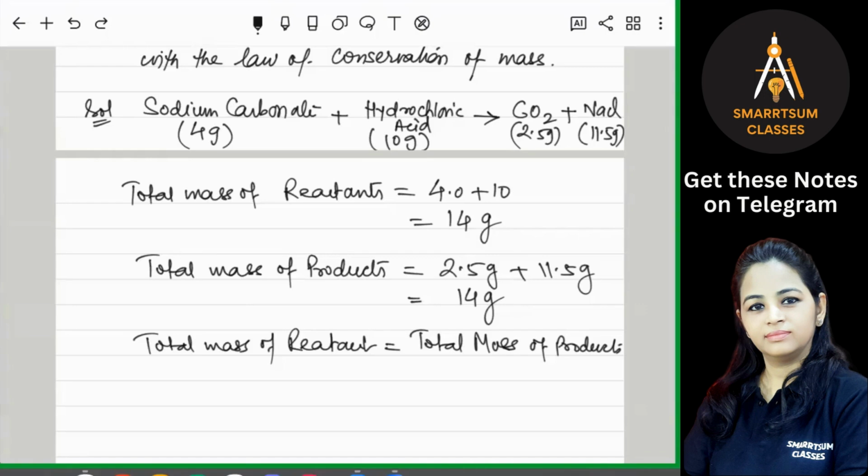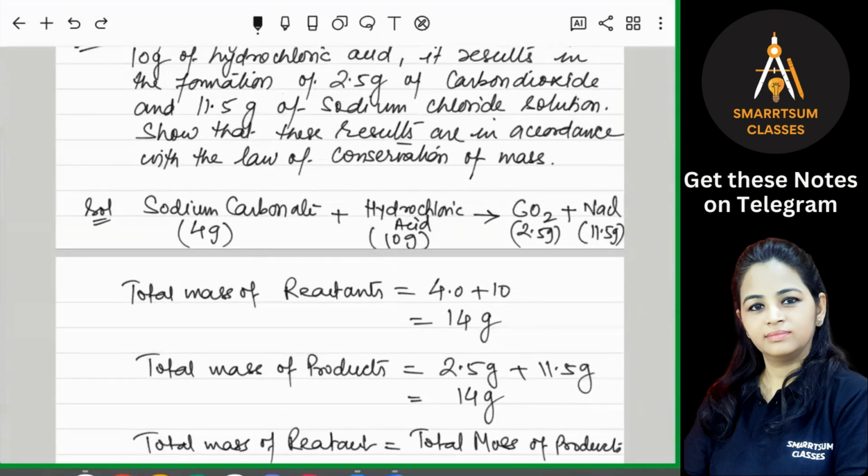Is that clear? So in this way, we can say that whenever a chemical reaction is taking place, the law of conservation of mass holds. So I hope you're getting this. Yes, sir. Please note down.